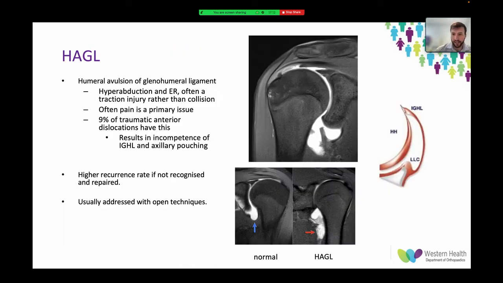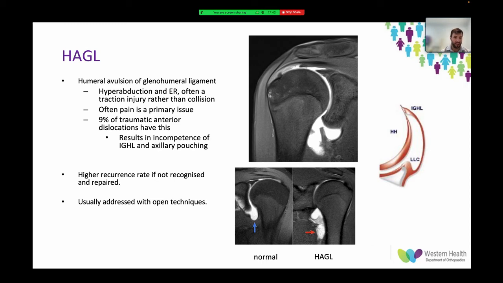And then there's the HAGL. So the HAGL is a humeral avulsion of the glenohumeral ligament. It's the inferior glenohumeral ligament. And this is often a hyperabduction and ER injury, and it's usually from a traction mechanism rather than a direct collision. Pain is often their primary issue, and 9% of traumatic anterior dislocations have this. It results in incompetence of the inferior glenohumeral ligament and that axillary pouching that's characteristic on the MRI.